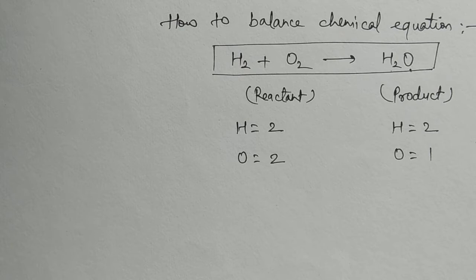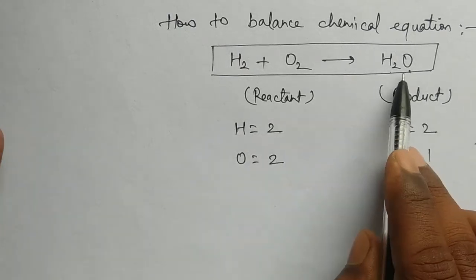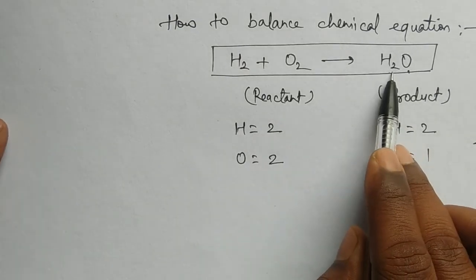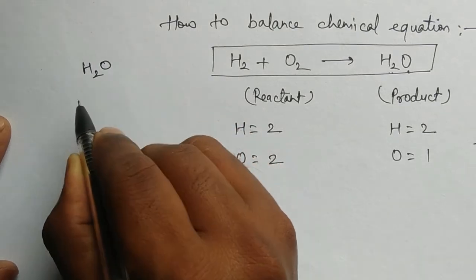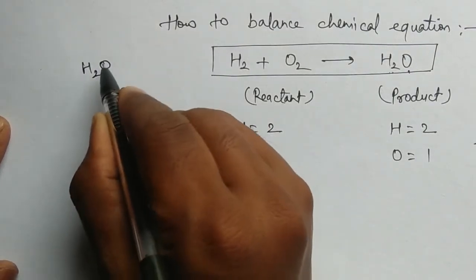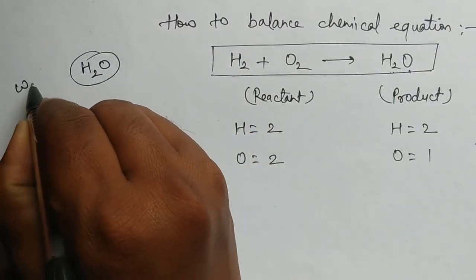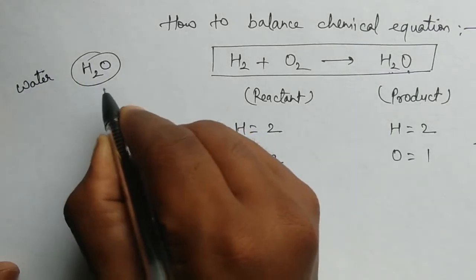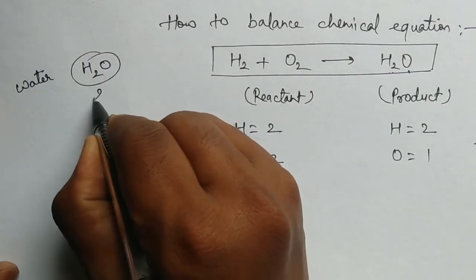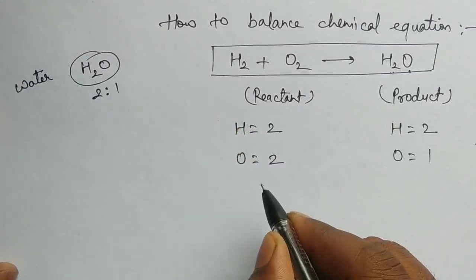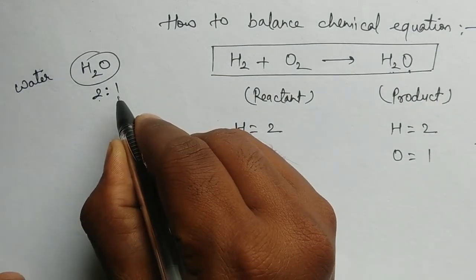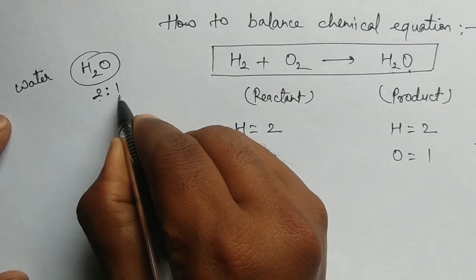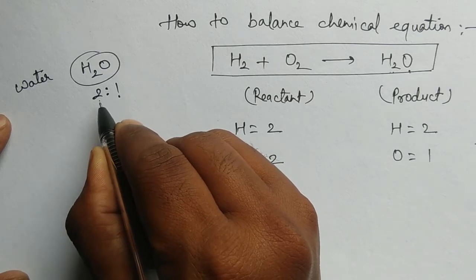Now students, for balancing this equation, look here, the compound, what is written here? H2O. Okay, it is the formula for water. Here the ratio for this compound is 2:1. If there are 2 hydrogen, there is also one oxygen, and if there is 1 oxygen, it also has 2 hydrogen in the compound.